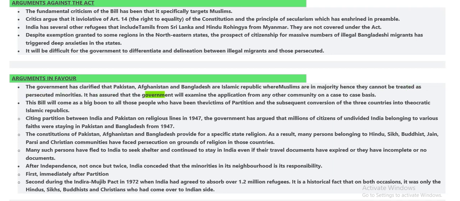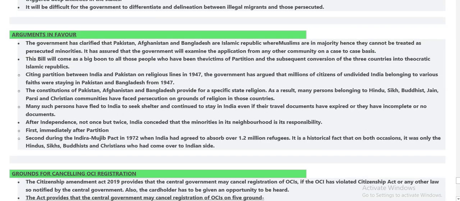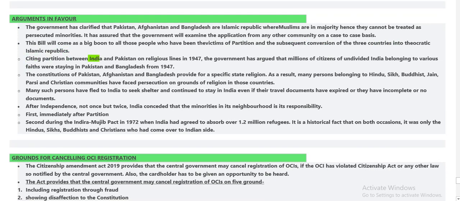Arguments in favor. The government has clarified that Pakistan, Afghanistan and Bangladesh are Islamic republics where Muslims are in majority, hence they cannot be treated as persecuted minorities. It has assured that the government will examine the application from any other community on a case-to-case basis.